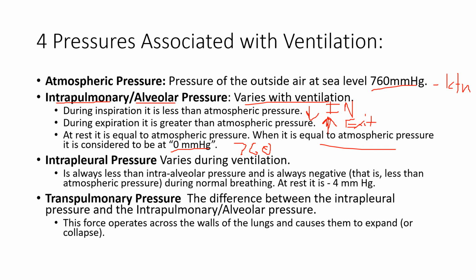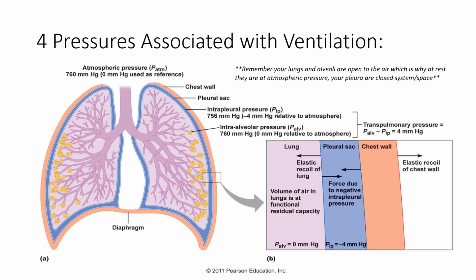Intrapleural pressure is always less than intra-alveolar pressure. That's the pressure in that potential space, and at rest, it's -4 relative to atmospheric. That's important because it allows our lungs to stay inflated in this closed off environment. Then we have transpulmonary pressure, which is the difference between intrapleural pressure and intrapulmonary pressure. I think the image on the next slide will help elucidate this. We've got three pressures, or forces, in balance with each other.